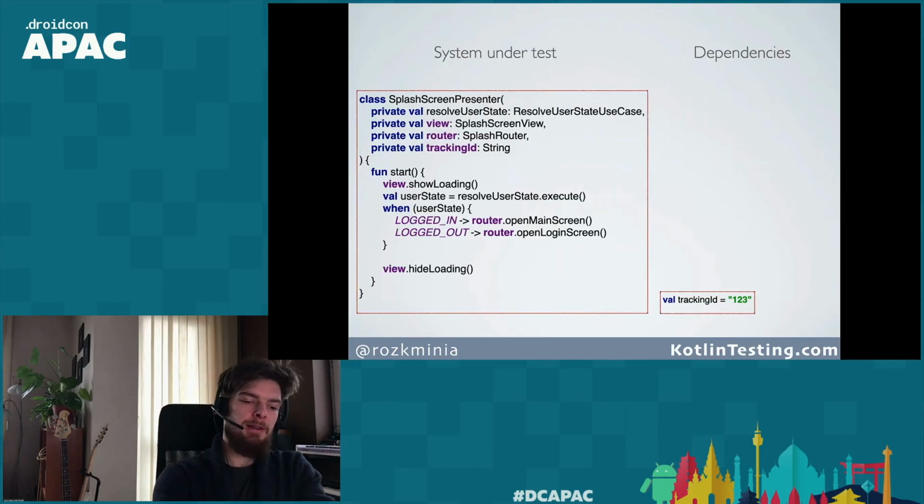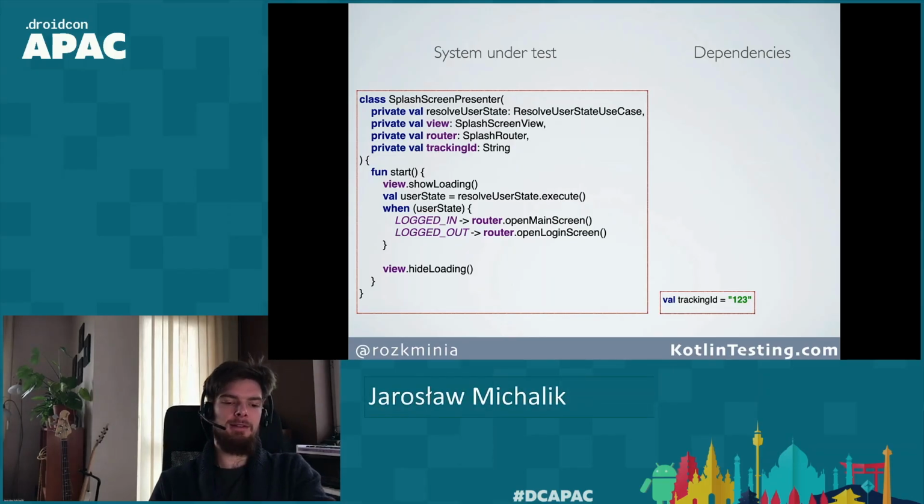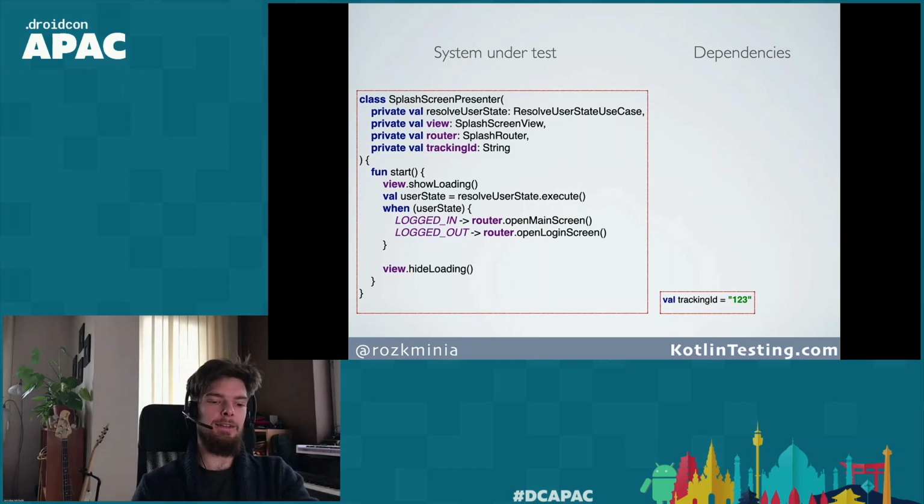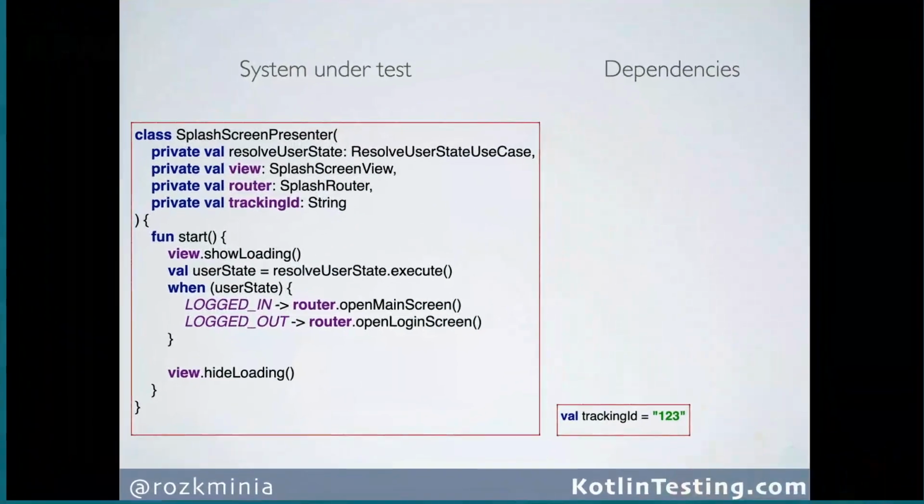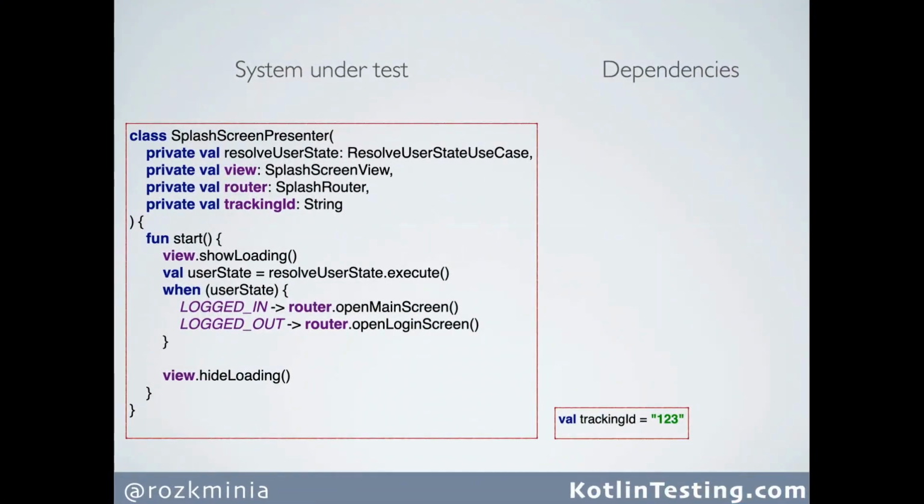I have an Android background, and I believe most of us are Android developers. So let's try to present test doubles in an Android context. In Android apps, we usually have some kind of splash screen displayed right after the app is opened. In this place, we should decide if the user should be redirected to the main screen of the app or shown the login screen.